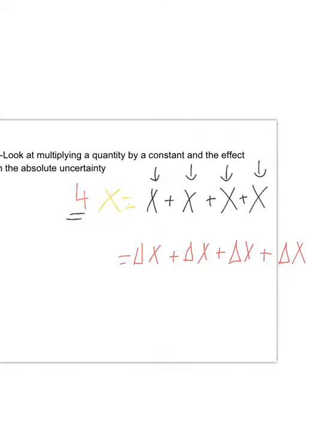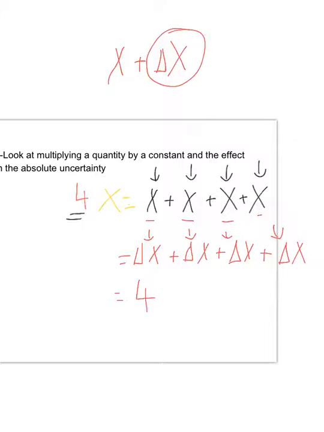Well, in order to find the total uncertainty in this situation, assuming, of course, that the uncertainty in x is delta x, that's what we're going to take as our uncertainty. Then the rule is that you add the absolute uncertainties of each quantity. So in this case, you would add delta x plus delta x plus delta x plus delta x. Now the way to tidy that up would be to just write 4 times delta x.